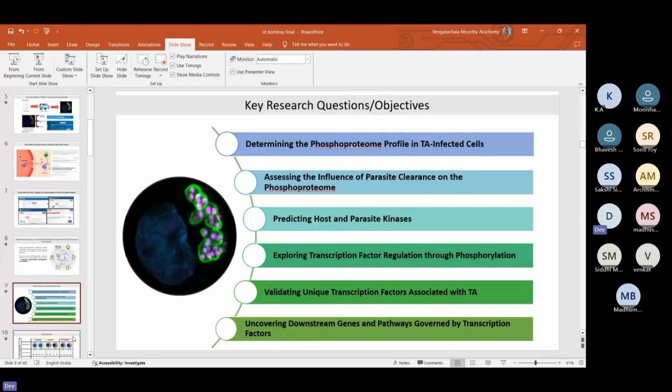Then the third question is, what are the kinases responsible for phosphorylating the sites identified from the proteomics data? Then, how is the regulation of transcription factors done at the level of protein phosphorylation? We identified some key transcription factors and tried to validate them in the wet lab. And we went for an RNA-seq experiment to identify the target genes under the control of these transcription factors.